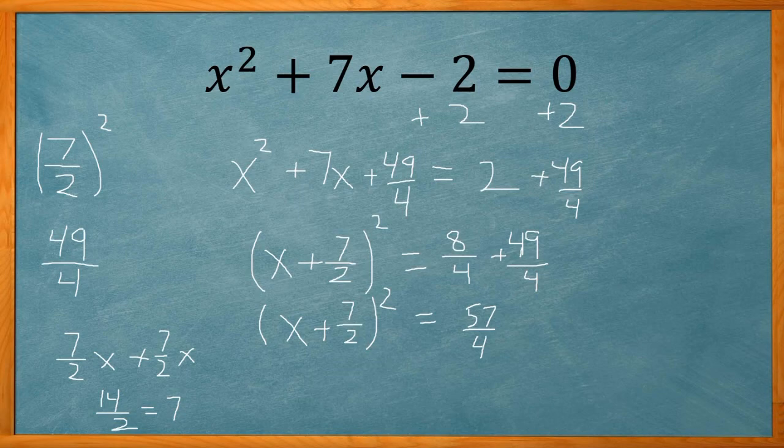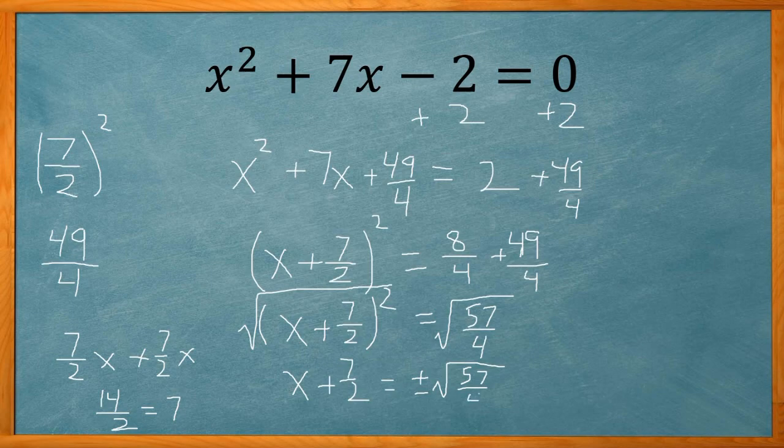Alright, so from here, you can take the square root of both sides. So on the left-hand side, you get x plus 7/2. And then over here, you'll get plus or minus the square root of 57/4. I'm just going to leave it in radical form. It could be a decimal, but for what we're going to do here, I'm just going to leave it in square root form.